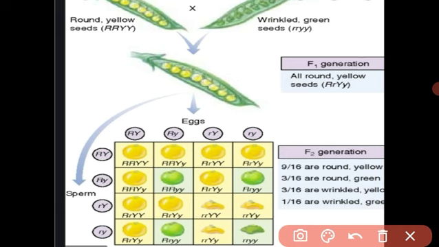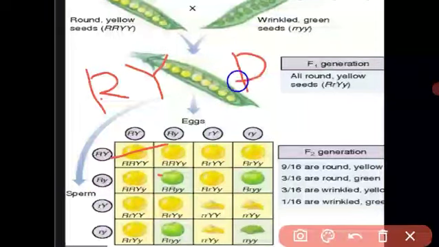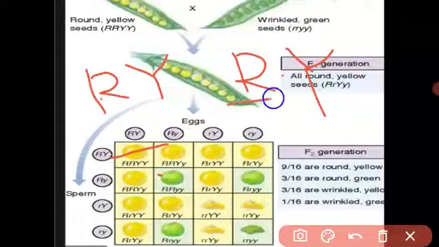See, first capital R, capital Y, capital R, capital R, capital Y, capital Y. Whenever you cross it, capital R, capital Y, small r. So whenever the capital R and capital Y are present in these genes, the seeds are round and yellow, because round and yellow is a dominant character.